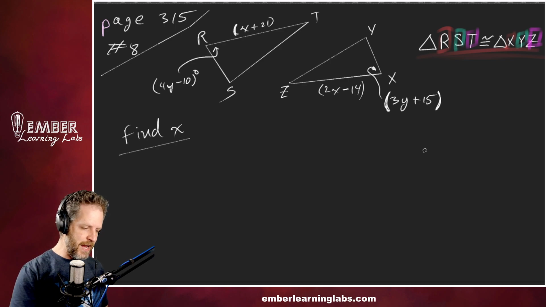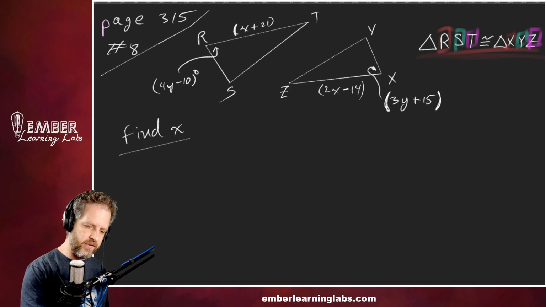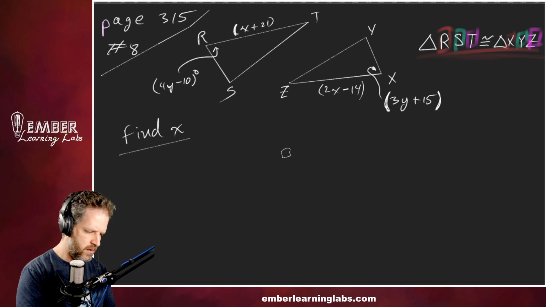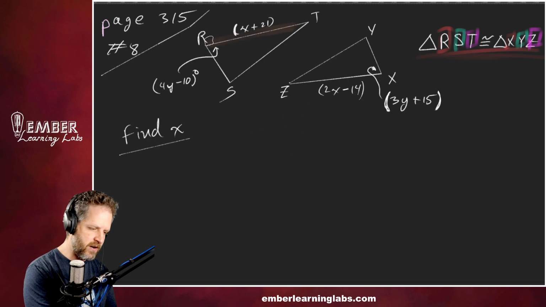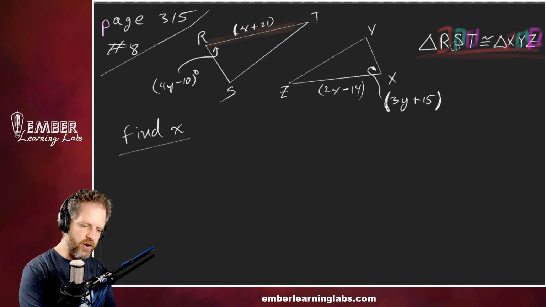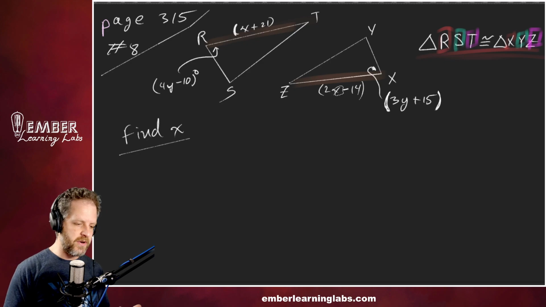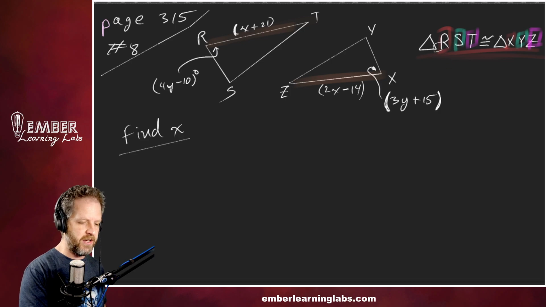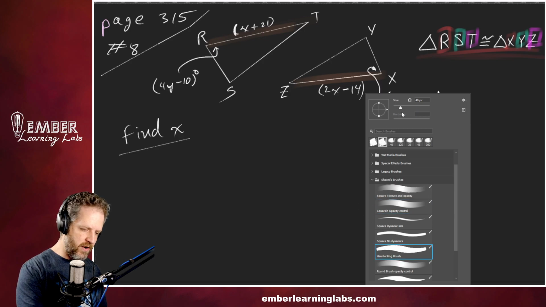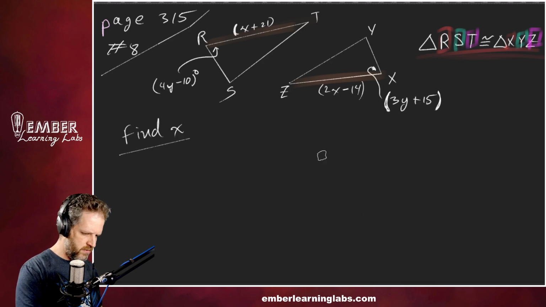In this example, we're looking at RT, which goes with XZ. Again, it's kind of obvious because it only gives us so much information, but if there were more stuff there, this is how you tell. You just match the segments, this segment with that segment. So in this case, this is congruent to that.